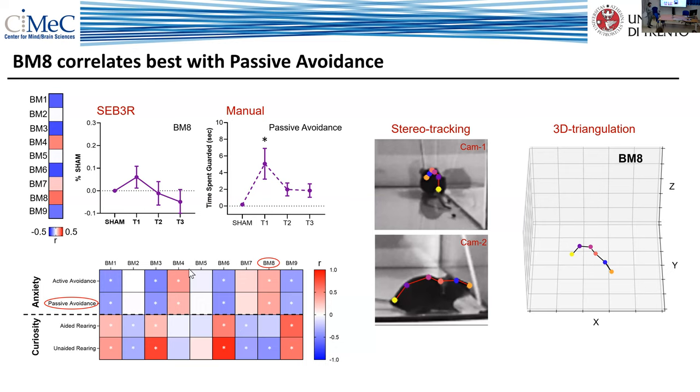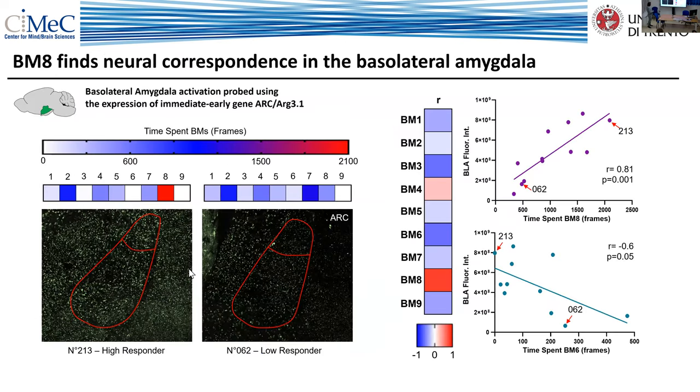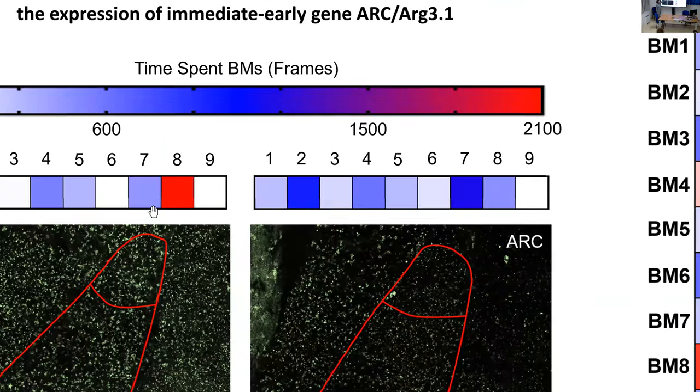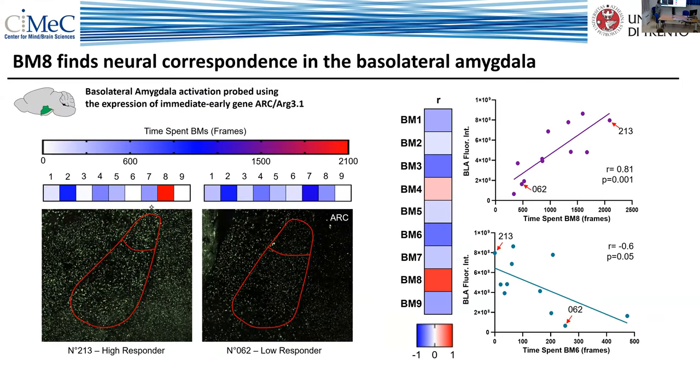Last but not least, we also ask, does this have some biological relevance? Because we know pretty much where to go look for anxiogenic response within the brain. So we use an immediate early gene, an activity indicator, on the postmortem tissue of these animals. What we found is that if you take an animal that is a high responder, meaning that it's doing a lot of anxious behavior, so a lot of freezing, which is identified as behavioral module number eight, you see a higher activation than if you take another one that has very low response with freezing. So this is statistically certified by a positive correlation of amygdala activation with behavioral module number eight, and a negative correlation with behavioral module number six, which was actually associated with curious behavior.